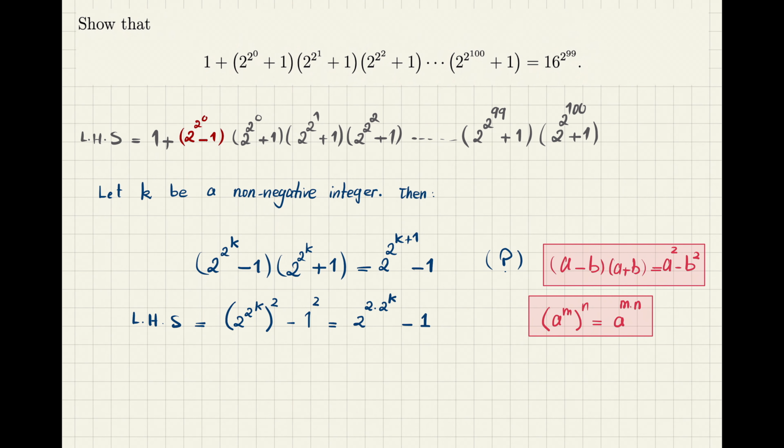Yes? So what I have done, this is m, this is n. So m times n becomes 2 to the power of k multiplied by 2. But I have two exponents with the same base, and I have to write the same base and add the exponents. So instead of this expression I can simply write 2 to the power of k plus 1 minus 1, and that is exactly equal to the right hand side.